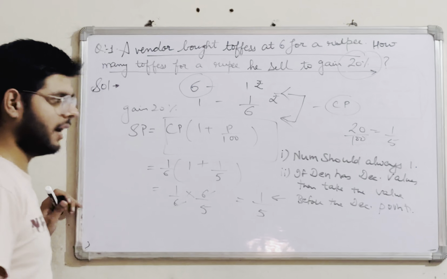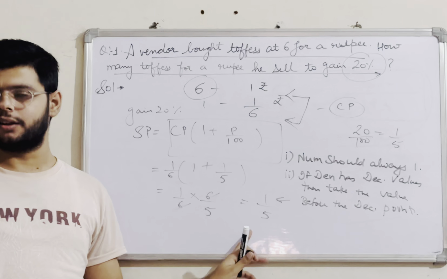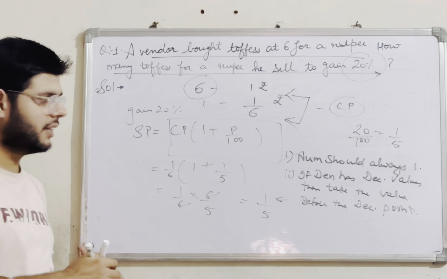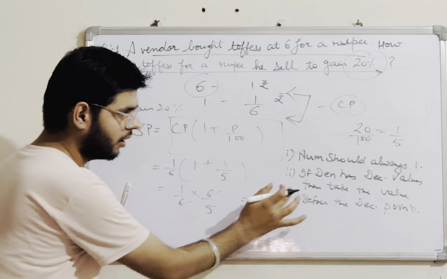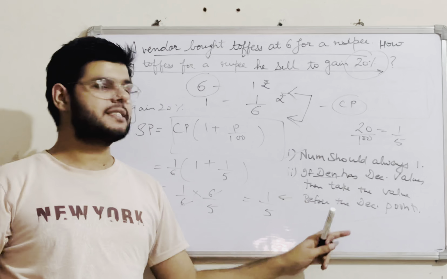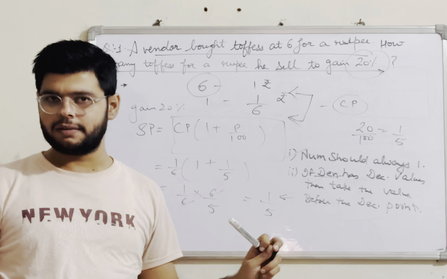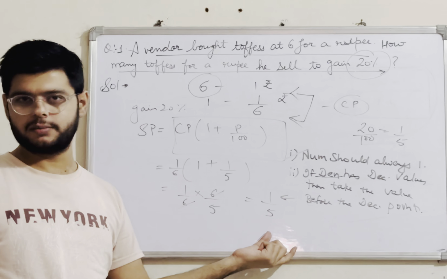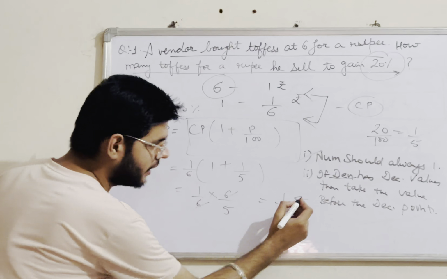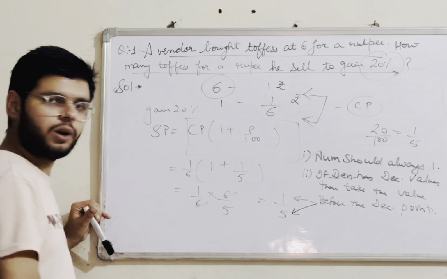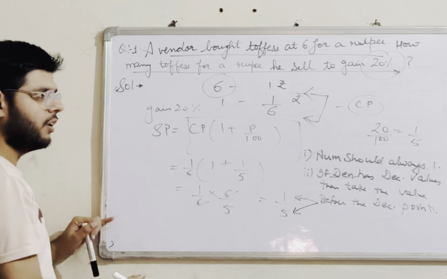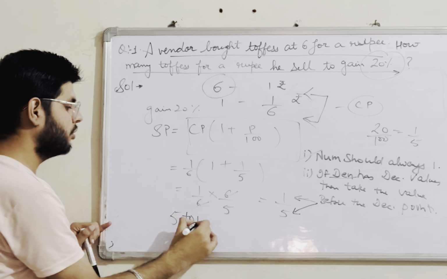Now what does it say? Here our first rule is clear. It clearly states that numerator should be 1 and we could see that in our answer that numerator is 1. Second says that if there is a decimal value in the denominator, we have to take the value which is prior to the decimal, but here there is no decimal. So how we are going to read it? We'll be reading it like, in ₹1 I have to sell 5 toffees. So I have bought 6 toffees for ₹1. In order to get a gain of 20%, I'll be selling 5 toffees.